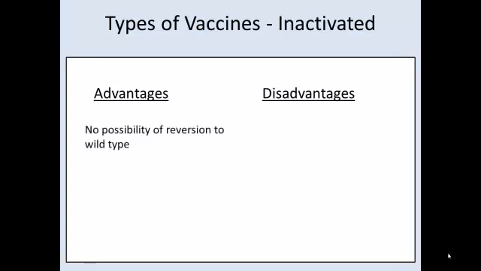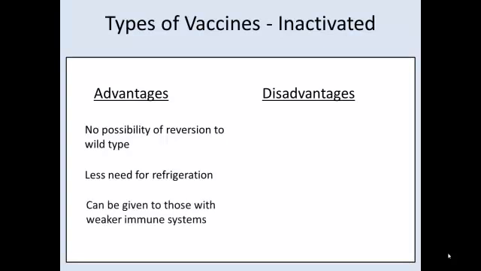So, the advantages. There's no possibility of reversion to wild type. It's dead. It can't mutate. The next one is you have less need for refrigeration, so you can take this into rural areas where you don't have access to municipal electricity, and your vaccine remains effective. And it can be given to those patients who have weaker immune systems, those patients that wouldn't be a candidate for the attenuated vaccine. They can be given oftentimes an inactivated vaccine.